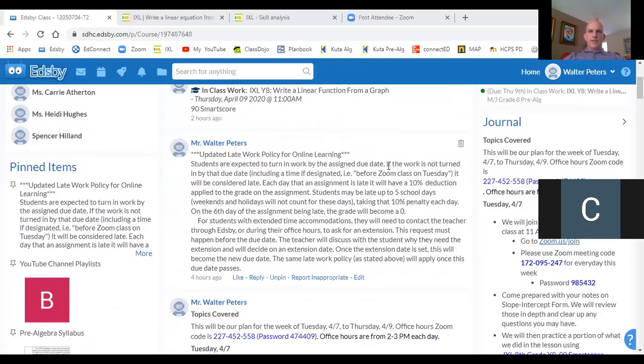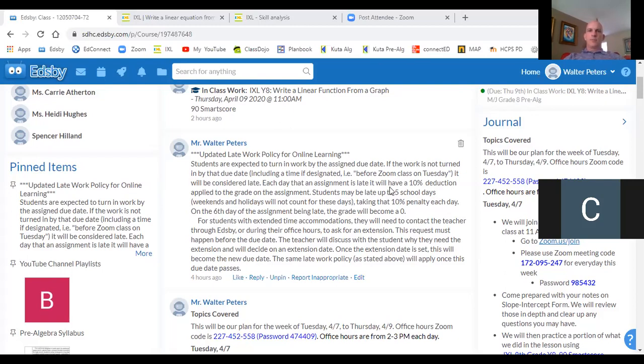And so what the policy says is that once we set a due date, that due date can include a time, like I wanted you to have your notes done before you come to Zoom class. So I'm setting a time on those things. If it's not in by that date and time, it will be considered late. Each day that that assignment is late, it will have a 10% deduction, and that's each class day.